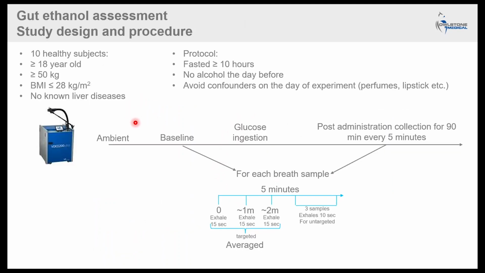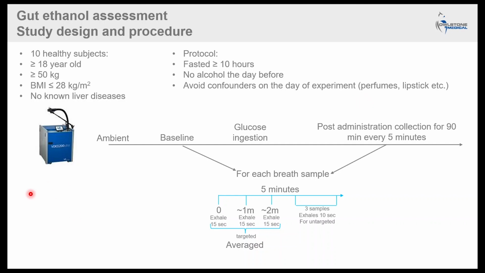So this is the study design and the protocol for the subjects. For the glucose administration, we enrolled 10 healthy subjects, 18 years old or higher, more than 50 kilograms of body weight, with a BMI below 28 kilograms per square meter, and reporting no known liver diseases. The protocol was to fast for more than 10 hours, usually overnight fasting, avoid alcohol the day before, and then avoid confounders on the day of the experiment, such as perfumes, lipsticks, etc.